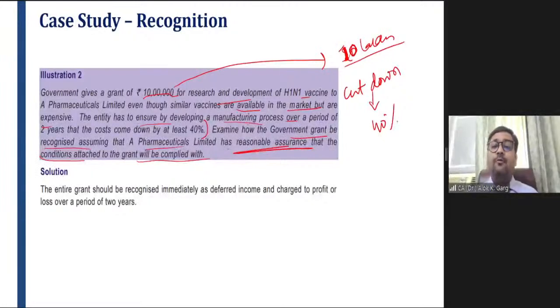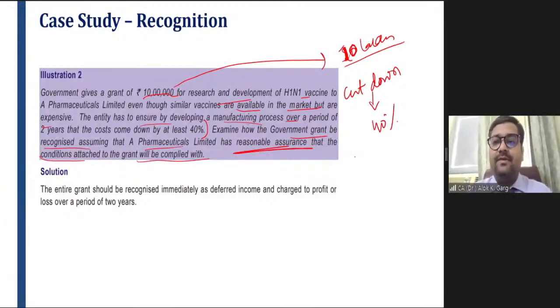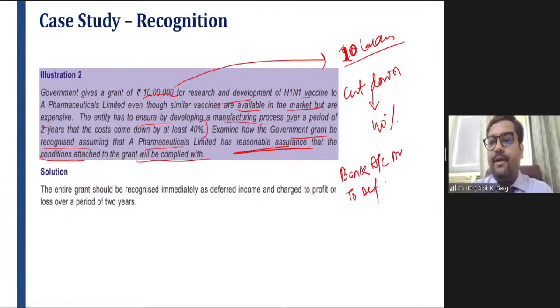So what is the accounting entry for this? The first entry, when the grant has been received: bank account debit, to deferred grant, 10 lakh.